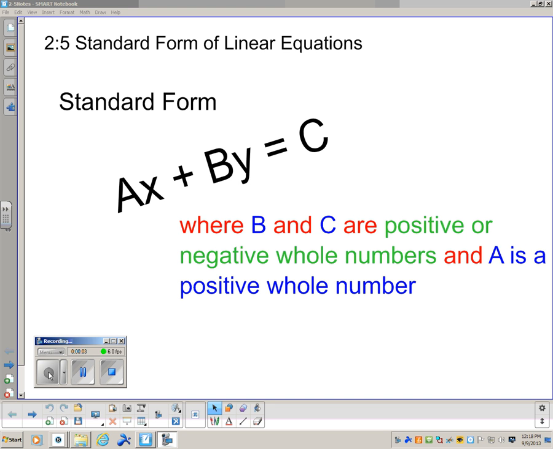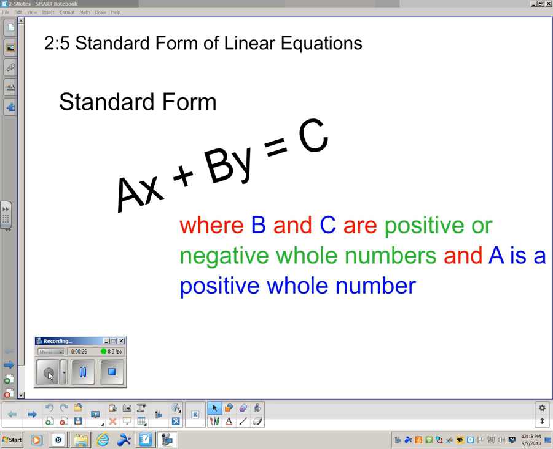Hello, so today we're going to be looking at linear equations again. We're going to first look at standard form here, where we've got ax plus by equals c. And just a reminder that a is a positive whole number, and b and c can be positive or negative whole numbers. So just make sure it's in that form of ax plus by equals c.